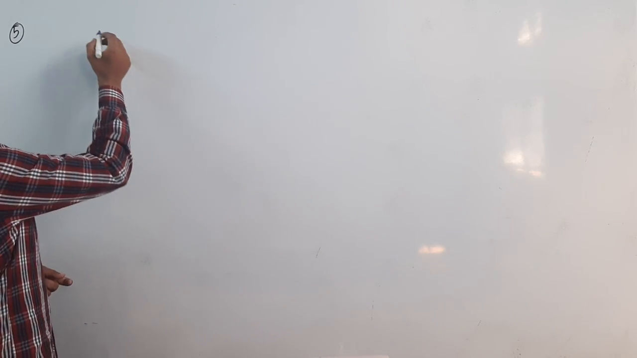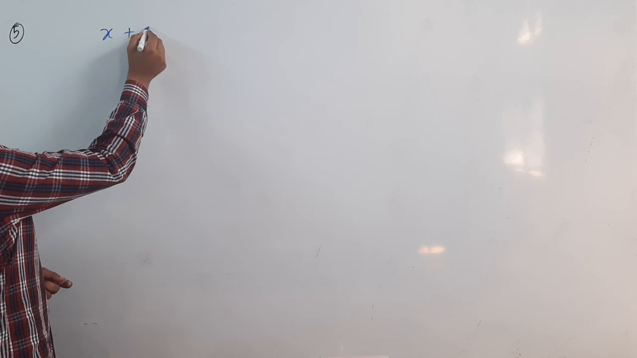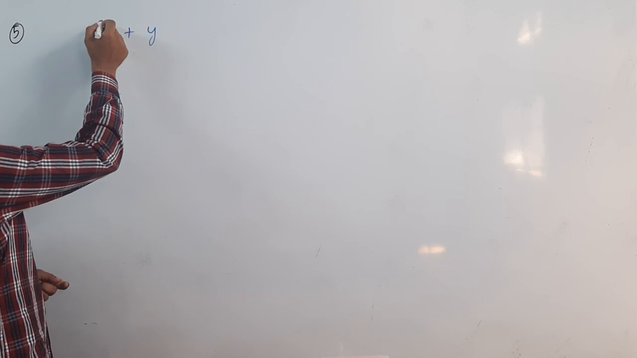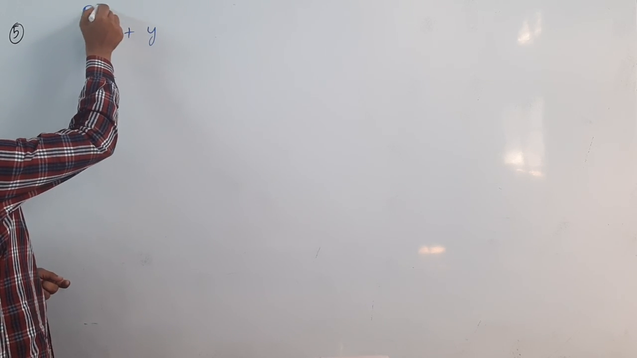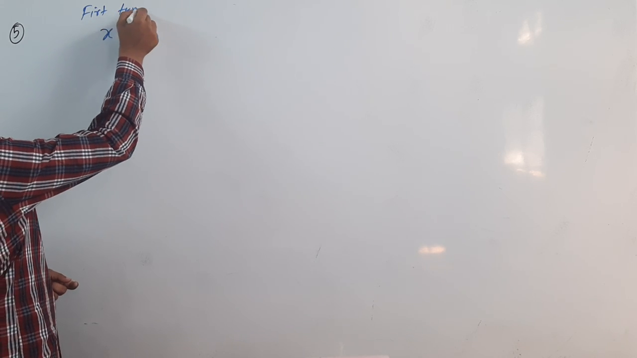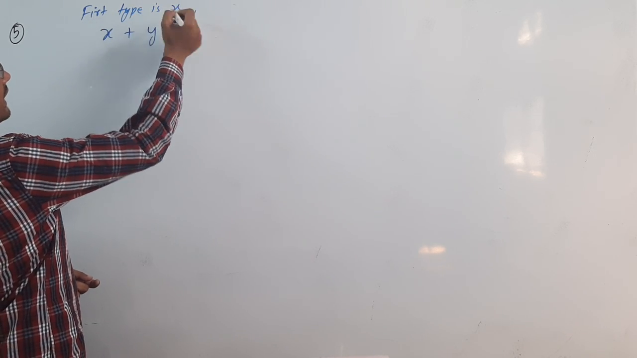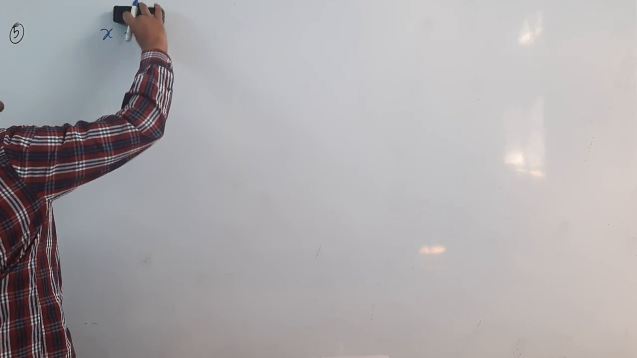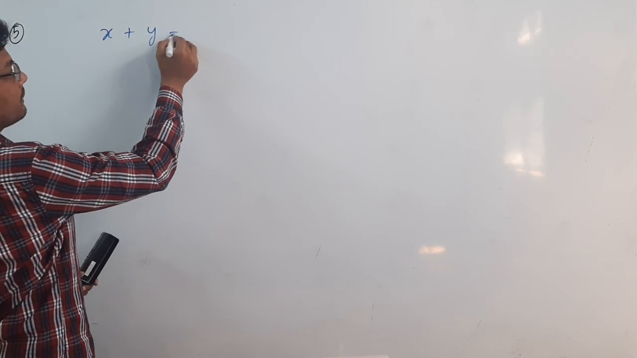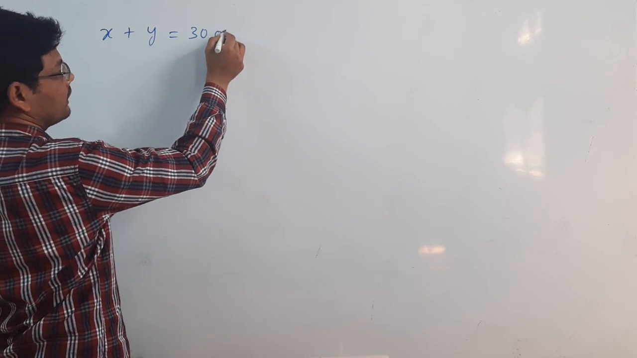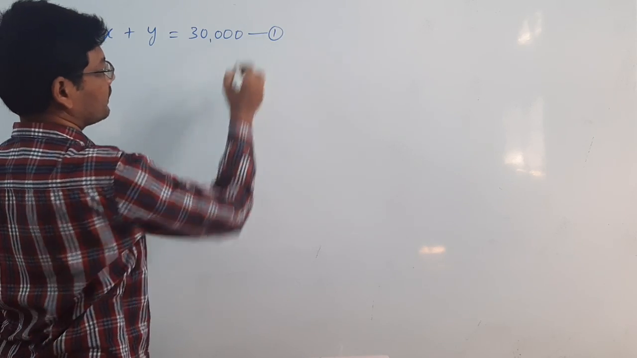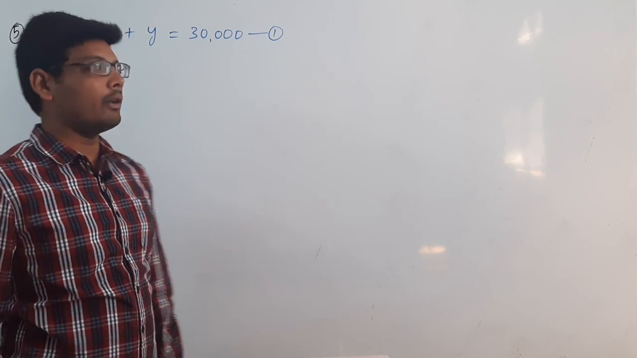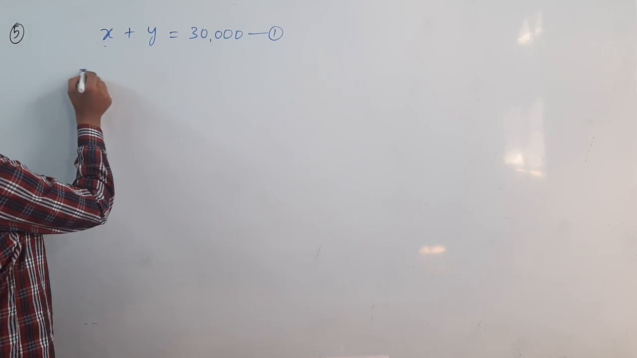The sum of two bonds: I am taking the first type as X and the second type as Y. X plus Y is equal to, the sum of two investments is equal to 30,000. This is equation number 1. This is type 1, this is type 2.